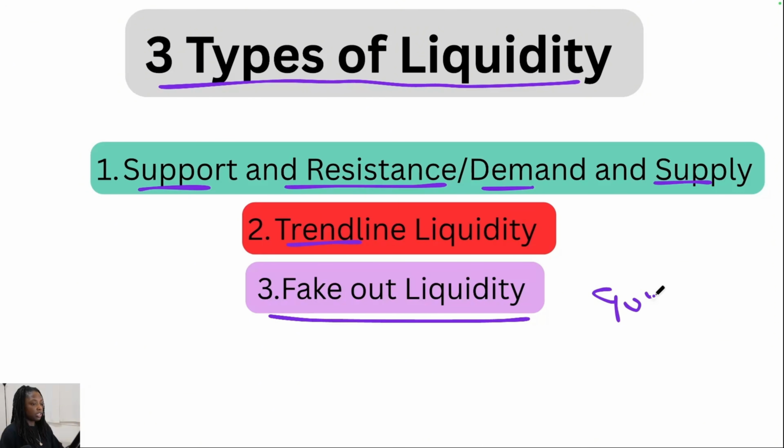90% of traders in the beginning of their journey would fall victim to fake out liquidity. It still happens to this day because nothing is 100% in trading. You would make mistakes, you would have those sloppy days. What matters the most is if you manage your risk. So I'm going to go over all three of them, and by the end of this video you would have a solid understanding. So make sure you watch the full video.